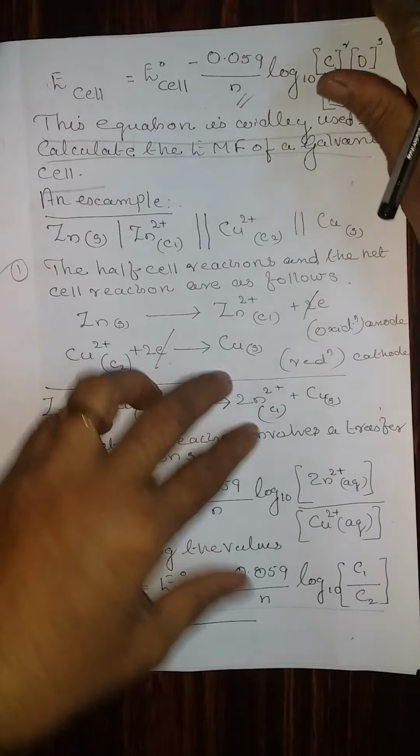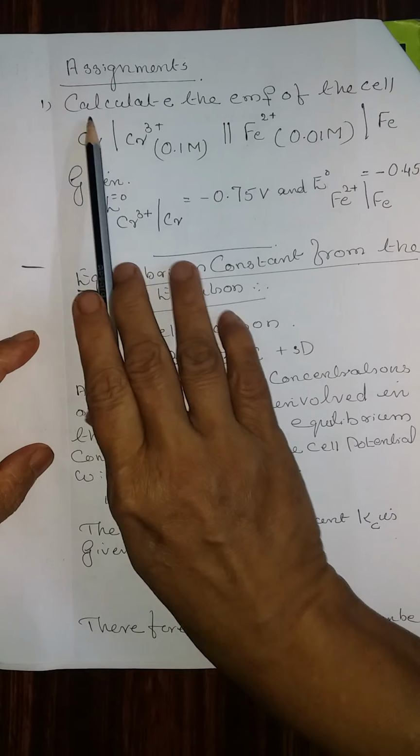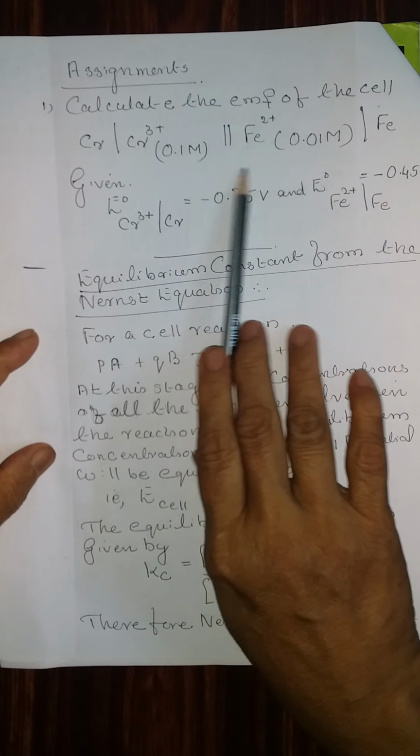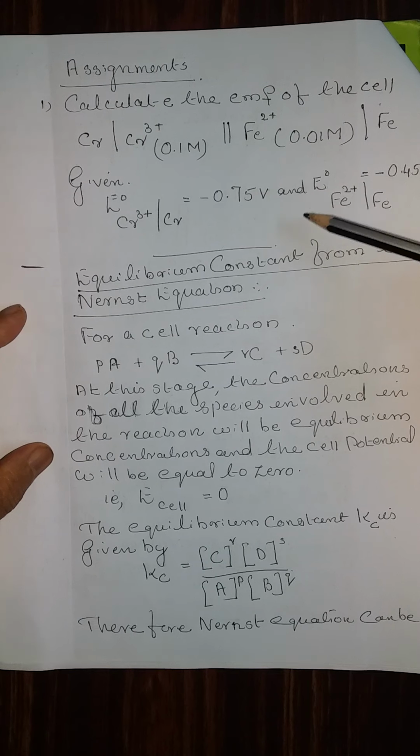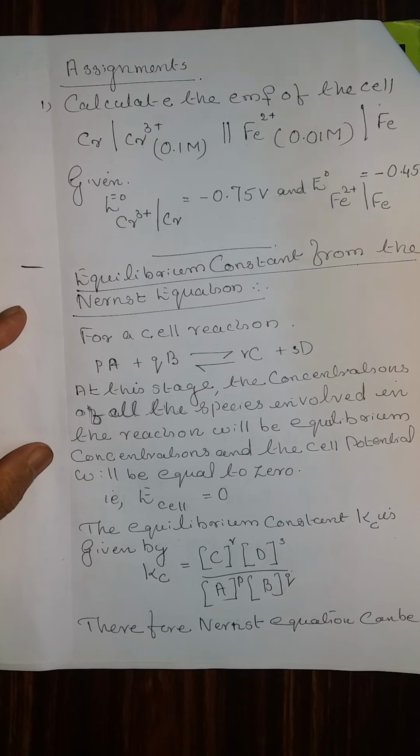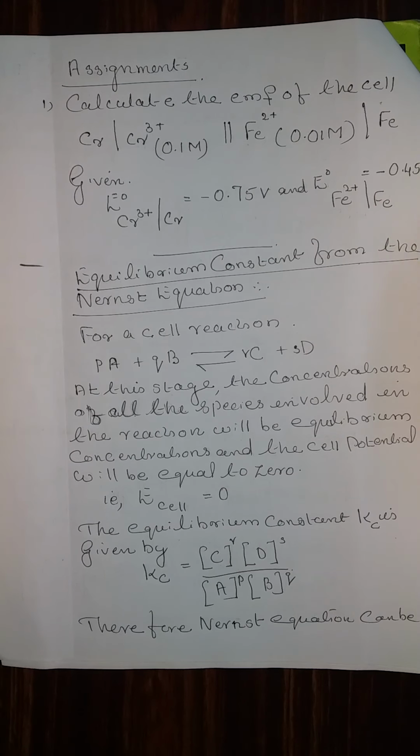This is an example, and then an assignment is given here. The assignment is to calculate the EMF of the cell. Just make a note that the electrodes are different here. Apply all the points and find out the value. The answer is given in the textbook, but don't refer to the textbook before you do the assignment. If you get the correct value as given in the textbook, it means you understood how to calculate the EMF of the cell. That is an application level question.